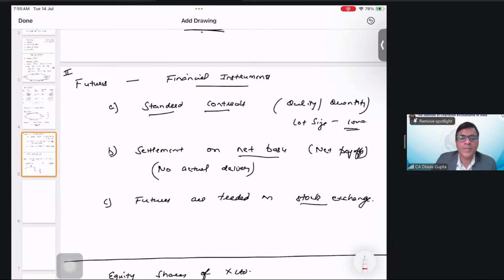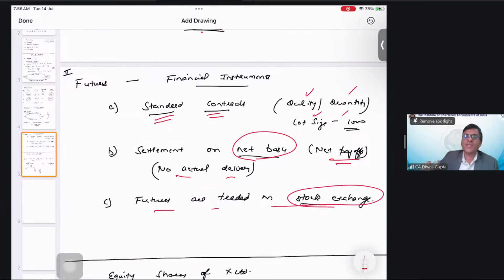Second is around futures. So for futures, again, these are also financial instruments which are very much similar to the forward contracts. Only the difference here is that these are the standard contracts. You cannot change the contract terms and conditions. These are going to be standard. For example, the quality, the quantity, the lot size will all be defined and it will be standard. And these are always settled on net basis, students. That means there is a net payoff that happens for these. These are never settled on gross basis. And futures are always traded on a stock exchange.